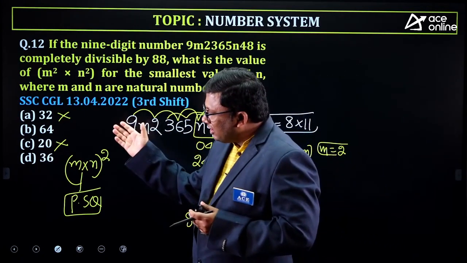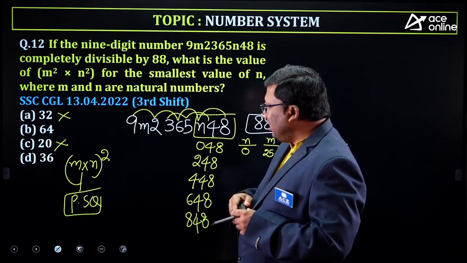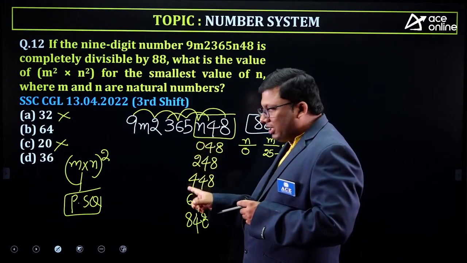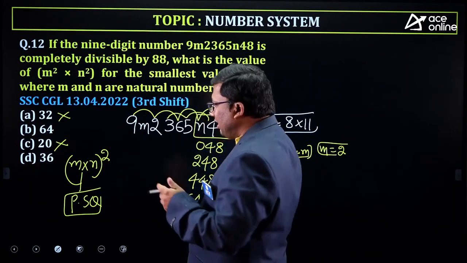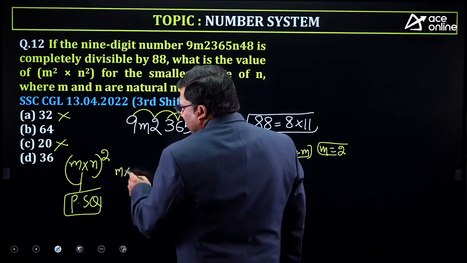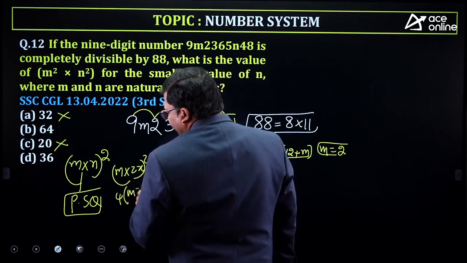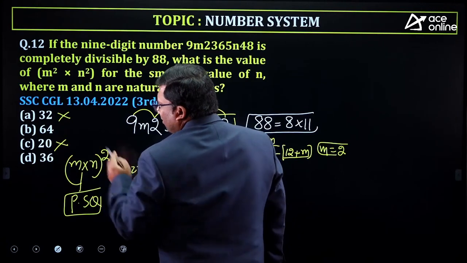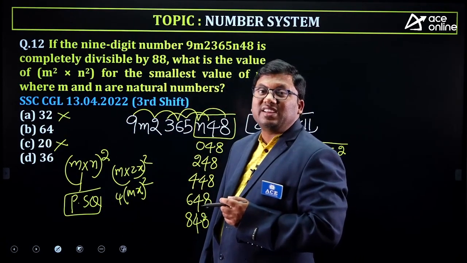Anyway, the answer is 64 or 36. Anyway, n is a multiple of 2, n is 2x. Multiple of 2 means the answer will be... Here itself we can conclude some more. It is 4 into (mx) whole square. 4 into (mx) whole square is 64, so (mx) whole square is 16.